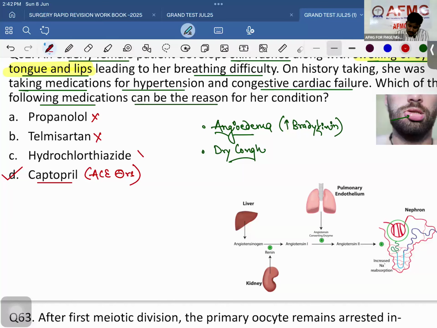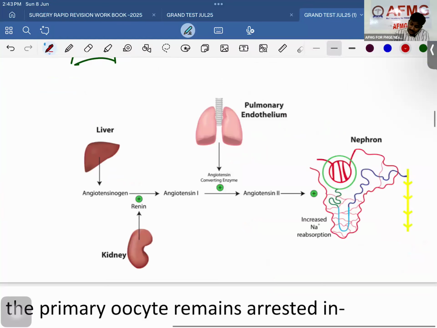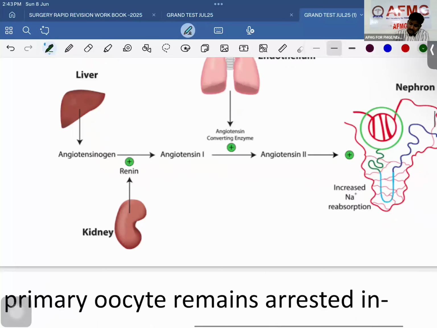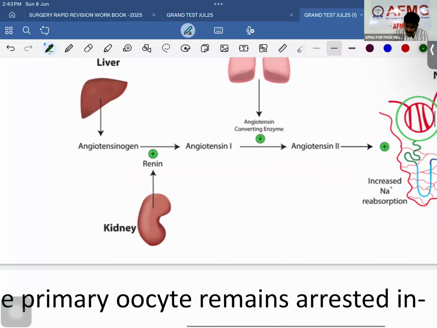Okay. Hydrochlorothiazide, thiazides are known to cause hypomagnesemia, hypophosphatemia, hyponatremia, hypokalemia, except hyperkalemia. Hypercalcemia: calcium levels are going to increase basically. Now here if you look, this is the RAS system. That is what you have to understand.